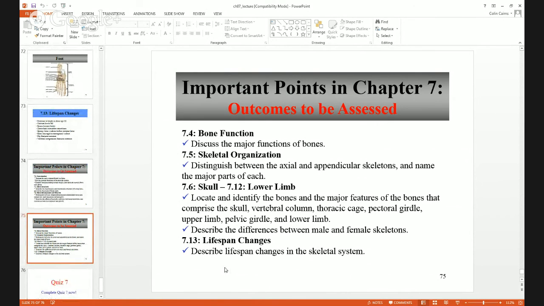Skeleton organization. Distinguish between the axial and appendicular skeletons and name the major parts of each. And the skull, lower limbs, and describe lifespan changes in the skeletal system. So that's it for chapter 7.